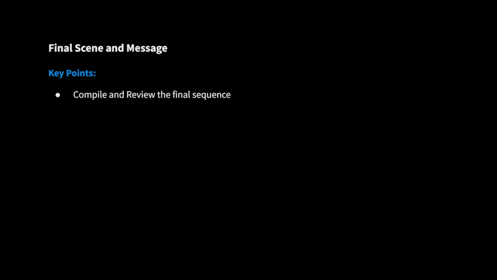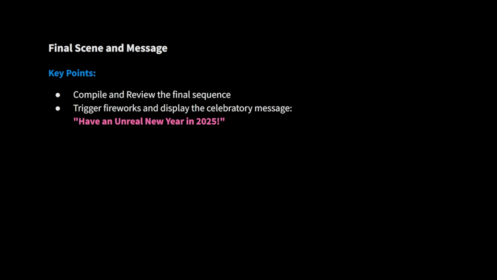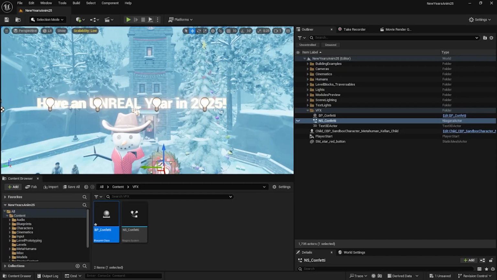As the confetti lights up the sky, our celebratory message, "Have an unreal year in 2025," appears in the air. This adds a cheerful ending to our animation. Alternatively, you could have used blueprint programming to trigger events with the push of the button or with a specific time step, maybe even in the sequencer. You can now preview the completed animation, making sure it conveys the intended festive atmosphere and the narrative.